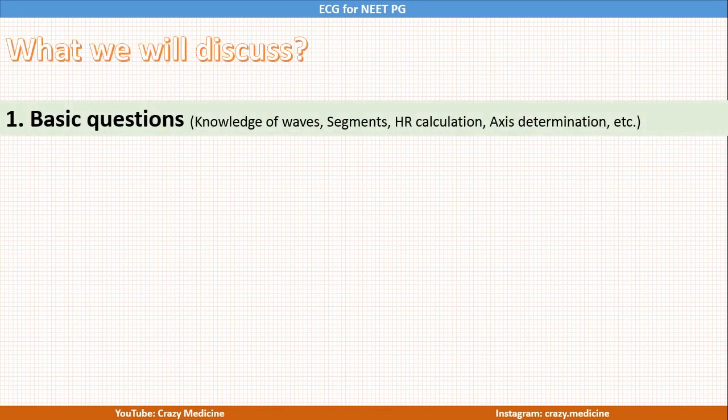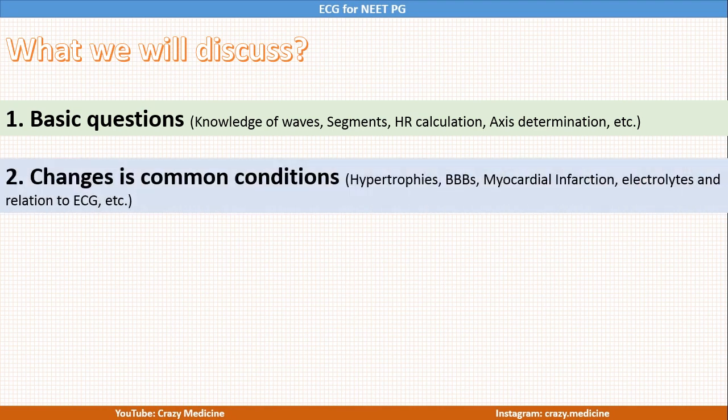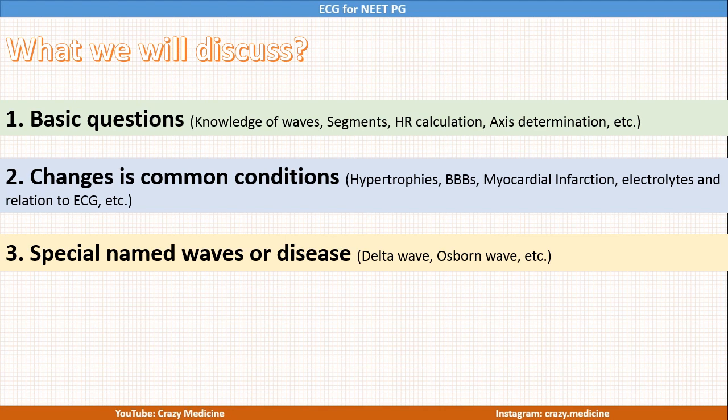We have divided our video in a very systematic way to avoid confusion. First type is basic questions, which includes basic knowledge of waves, segments, heart rate calculation, axis determination, etc. Next is changes in common conditions, for example, changes in hypertrophies, bundle branch blocks, infarctions with knowledge of culprit vessels, etc. Third topic that we will study is special named waves or diseases like delta waves, Osborn waves, and so on.